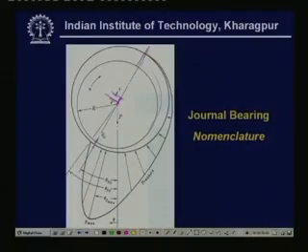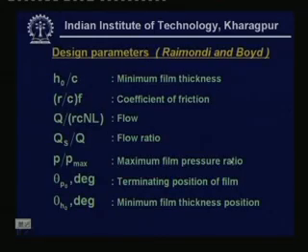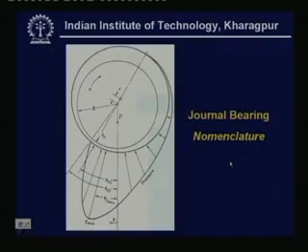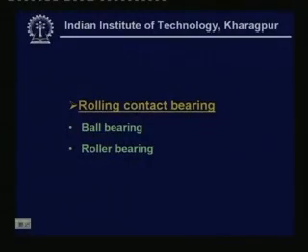So, this is theta H0, the position of minimum film thickness in degrees, theta P0 is the terminating position of the pressure, and this theta P max is the position where the maximum pressure is generated. So, you can see there is a one-to-one correspondence between this particular figure and the parameters. Utilizing those parameters, one can have all those design ideas. So, this gives you some ideas of the bearing design of the journal bearing.